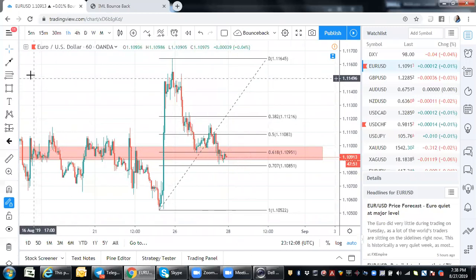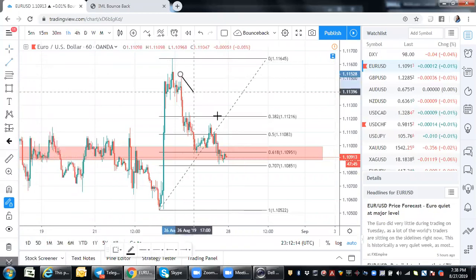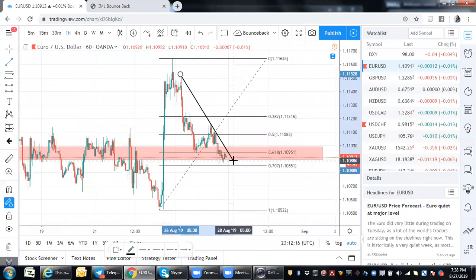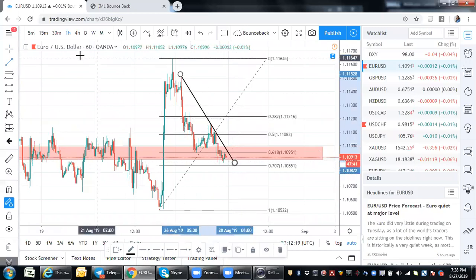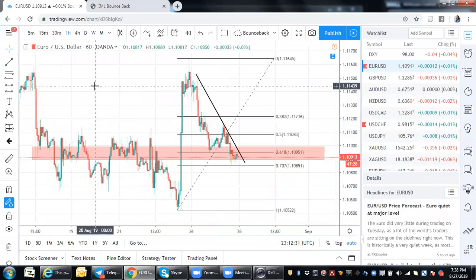From here, all you have to do, using the bounce back strategy again, right? Trend line, plot the trend line on it, right? And we are waiting for a movement to break this trend line, and from here we're going in for the buy. Right? So you guys should have that note.